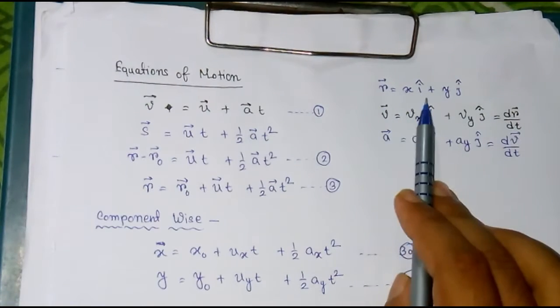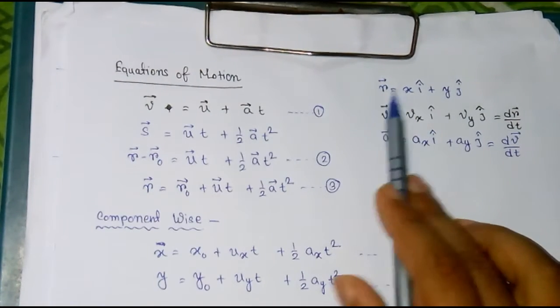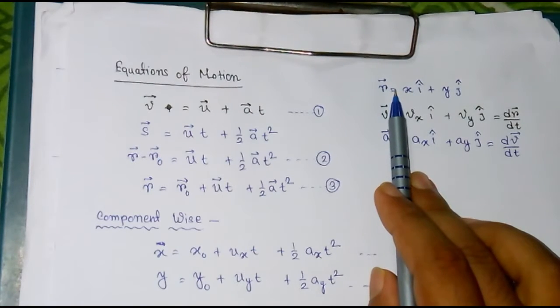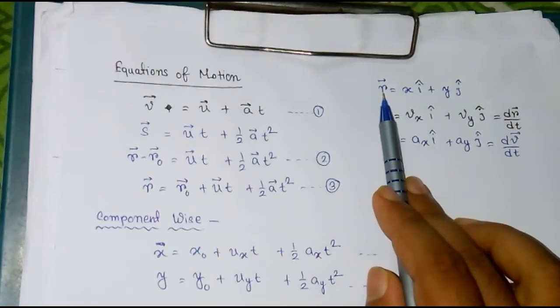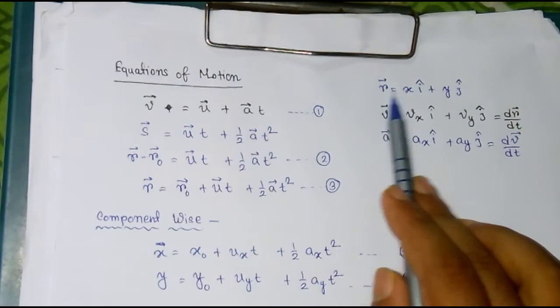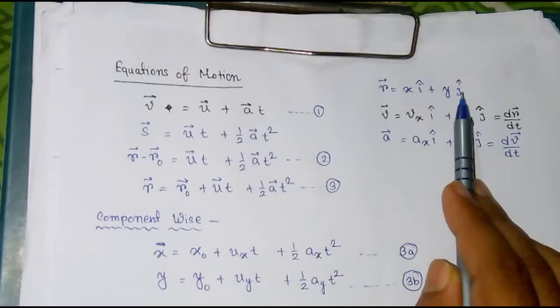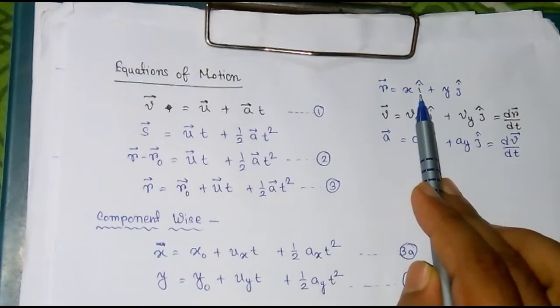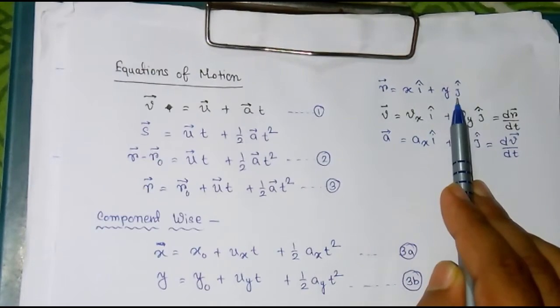I think you all know these things. What is r? r is a position vector, where the x component is the magnitude of r. Any vector can be divided into two or more components. So r is a vector, so it can be divided into two components. One is along the x direction and one is along the y direction. The magnitude along x is x and the magnitude along y is y, and the direction is noted by the unit vectors i and j.